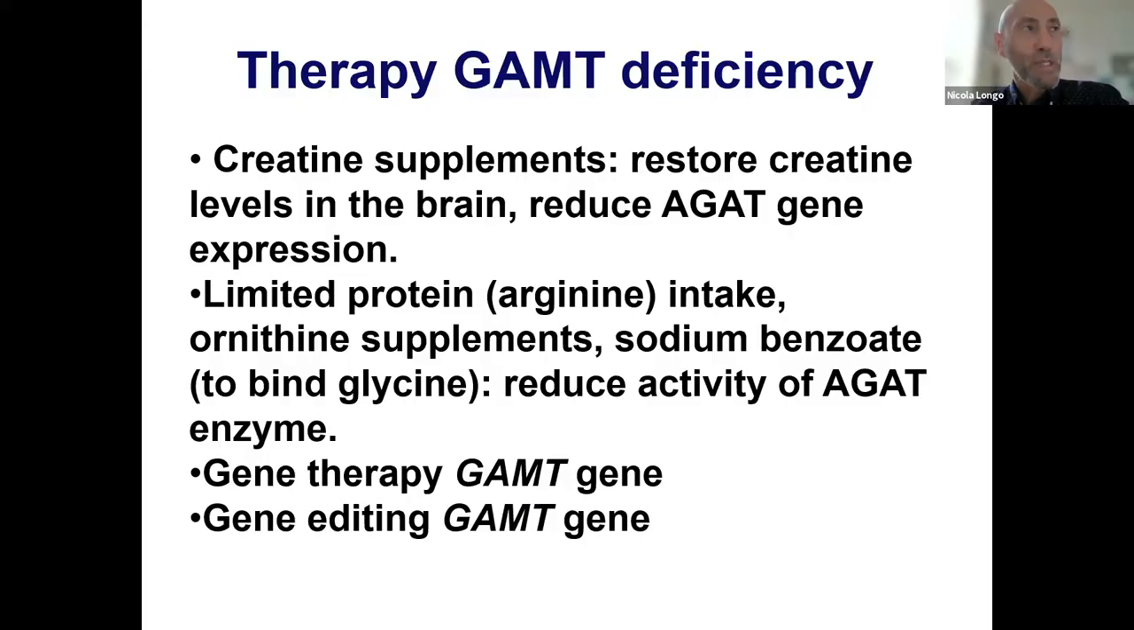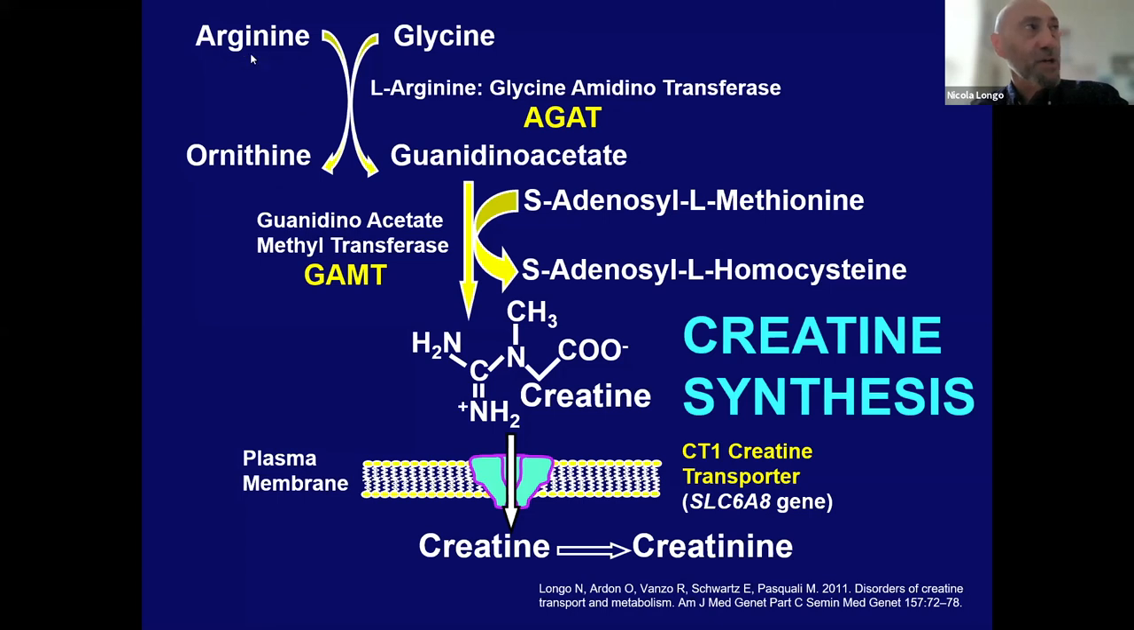Let's review for a second what the reaction is. The reaction converts glycine and arginine into ornithine and guanidinoacetate. And obviously, by restricting protein in the diet, we restrict the amount of arginine. By giving sodium benzoate, we combine the glycine and reduce its concentration. At the same time, by giving ornithine, we tend to push the reaction back. We also give creatine, which is the final product of the reaction.